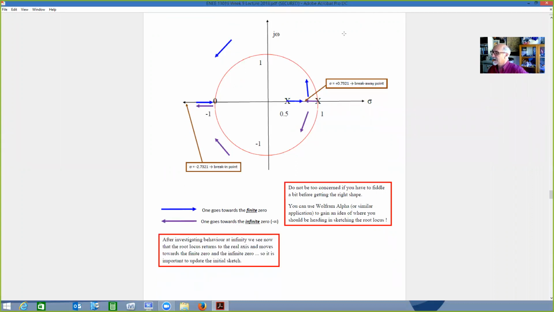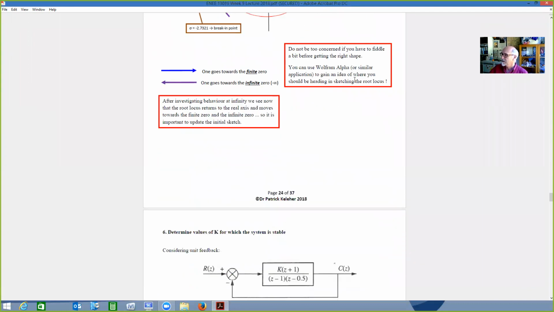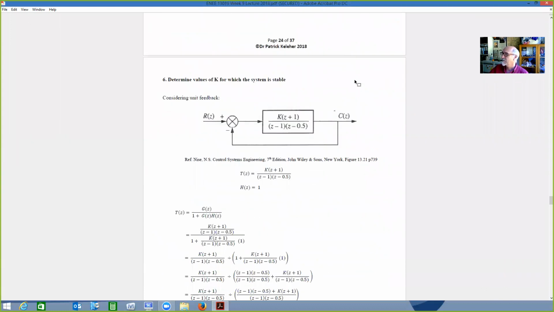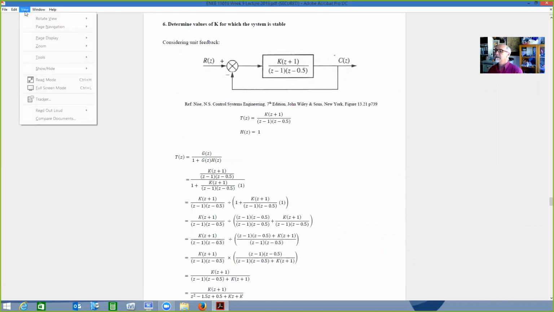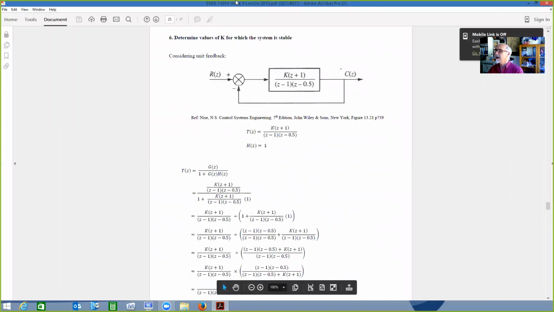After investigating the behavior at infinity, we see that the root locus returns to the real axis and moves toward the finite zero and infinite zero. So it's important to update your initial sketch, which we just did by putting that unit circle in and making those arrows obvious. Now we can go through and calculate the gain.